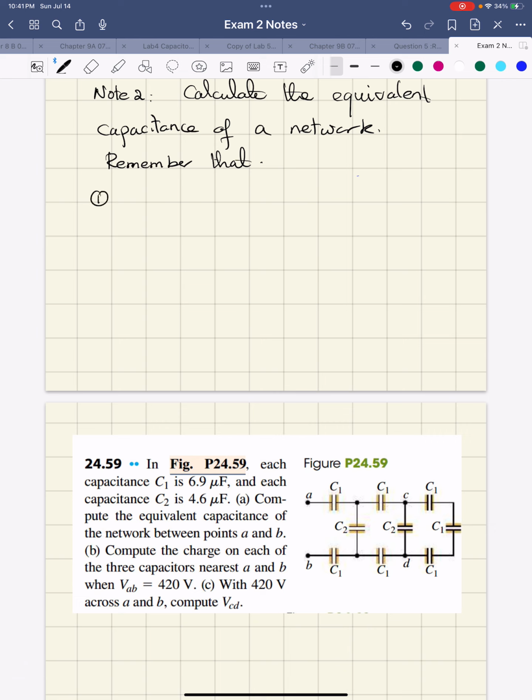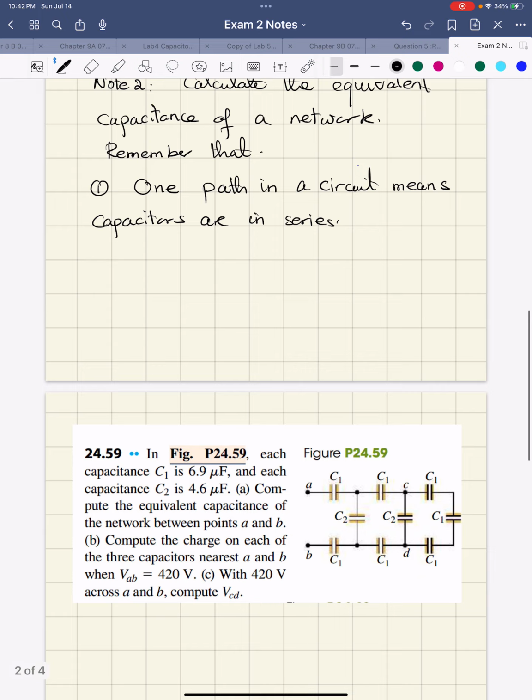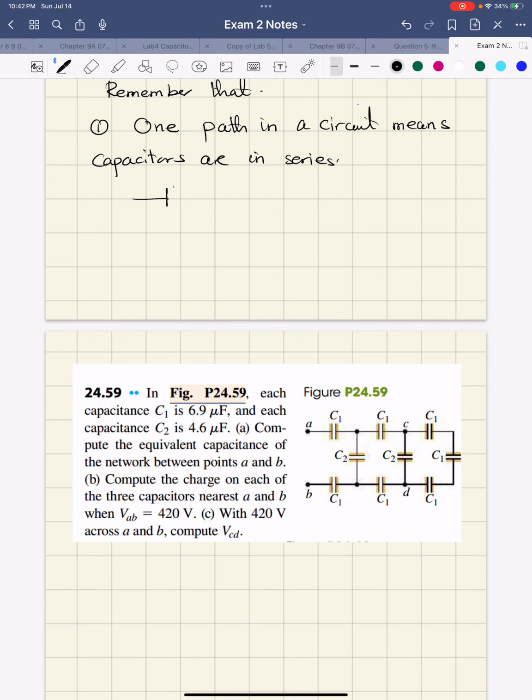First, one path in a circuit means capacitors are in series, or what we can say, as I told you in the lecture, in the lab, this is 1, 2, then this is 1, 2, then this is how they're gonna be connected. And if you look here, it's only one path, the circuit will not branch.